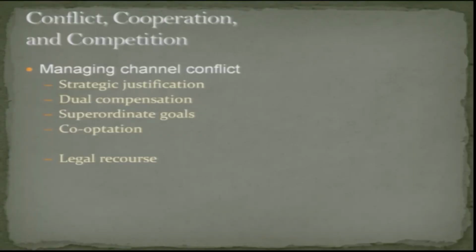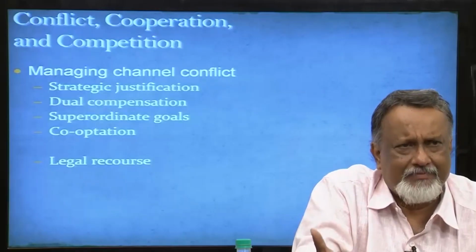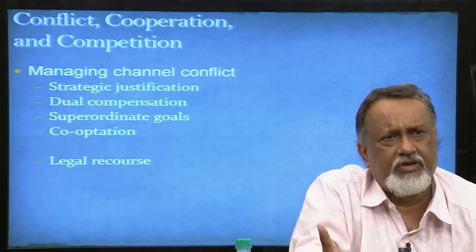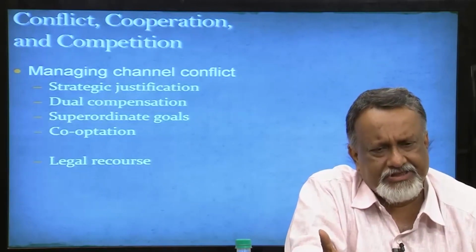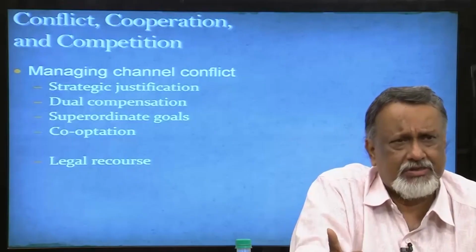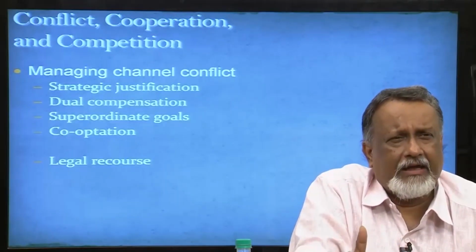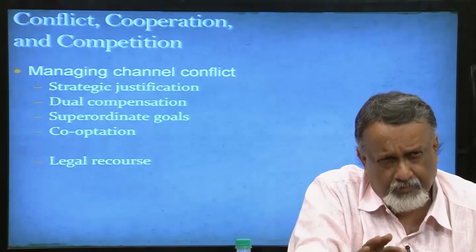So, we may create a dual compensation in such cases, and in some cases there can be a strategic justification, deciding on the basis of whose influence is more important. Sometimes companies allow the coexistence of a managed conflict situation, what we call co-optation, which means competitive cooperation. They may compete as well as cooperate. And if nothing can be solved, then you go to legal recourse.